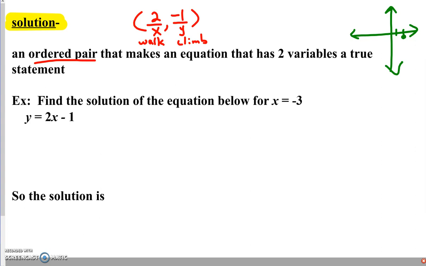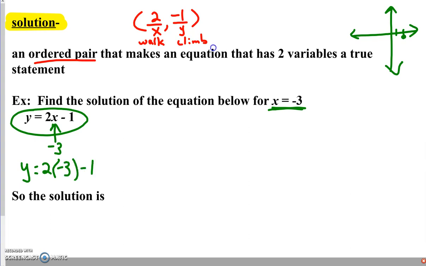So in our example here, they want us to find the solution, find the answer of this equation right here. But this time they tell you, hey, we want x to be -3. So what we do is we change x into -3. We got to do some substitution. So y equals 2 times whatever x is. In this case, they said x should be -3 minus 1. And we're going to follow the order of operations. Parentheses, exponents, multiply and divide from left to right. So I've got y equals -6 minus 1. And then I have to think -6 minus 1 is the same as -6 plus -1, so y is -7.